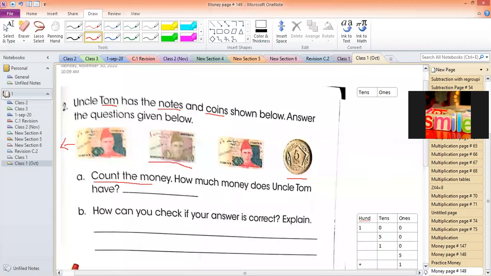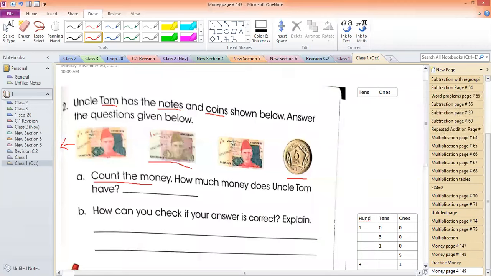So guys, for counting the money, you should know the value of the currency notes. So I am going to ask the value of this currency note first. You have to help me, guys. This currency note has a value of dash, and I'm going to ask one of you. Hamza Abdul Rahman, can you tell me the denomination of this currency note, the value of this currency note?